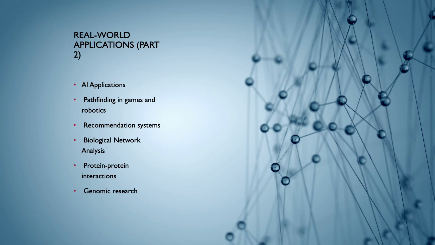In social network analysis, graphs represent individuals and their relationships. Breadth-first search and depth-first search help in community detection and influence maximization. Social media platforms like Facebook and LinkedIn use graph algorithms to recommend friends and analyze user connections. In AI applications, graph algorithms are used for pathfinding in games and robotics, and recommendation systems leverage graph algorithms to identify relationships between users and items.